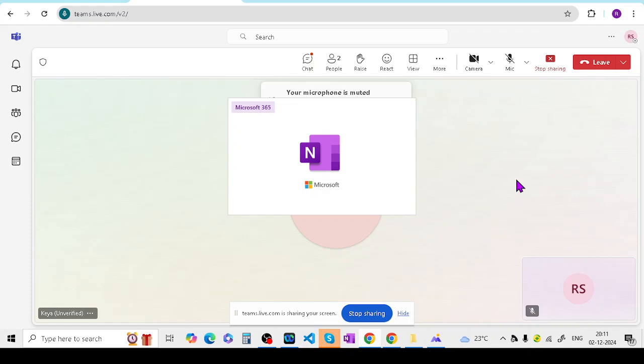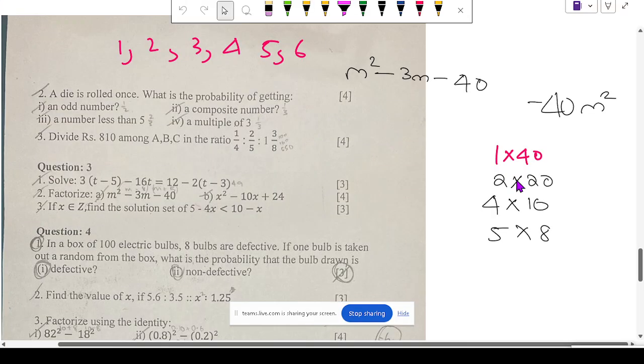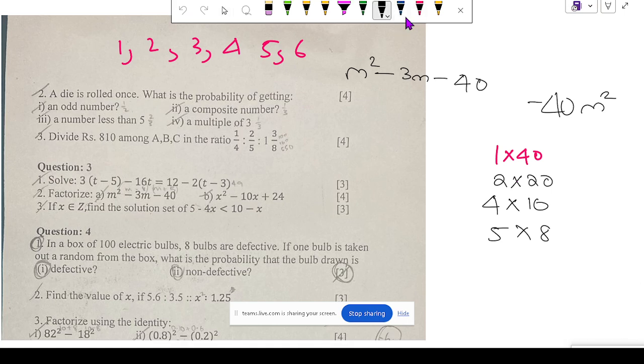Let me share the screen. What about your friends, Kia? How did your friends do? Sir, the paper was easy for everybody, sir. It's easy. Okay.